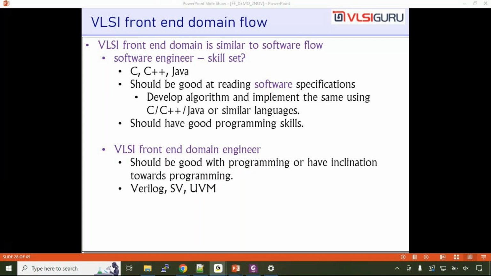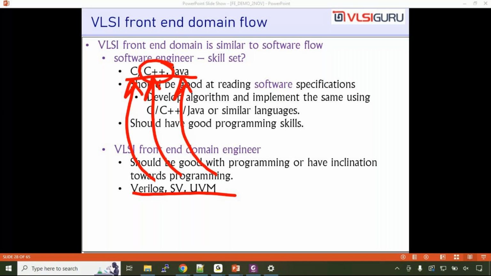Like we have C, C++, Java here, Verilog is similar to C. SV is similar to C++. UVM is similar to Java. Very similar actually. A lot of things are similar. If any of you say that I am an expert in C++, by default I will say go for front-end domain, because C++ is object-oriented programming, and SV and UVM are also completely object-oriented.